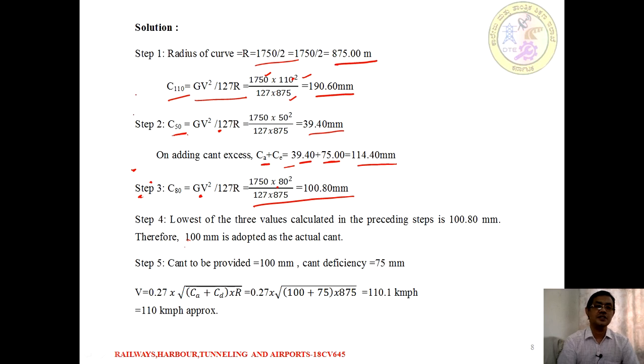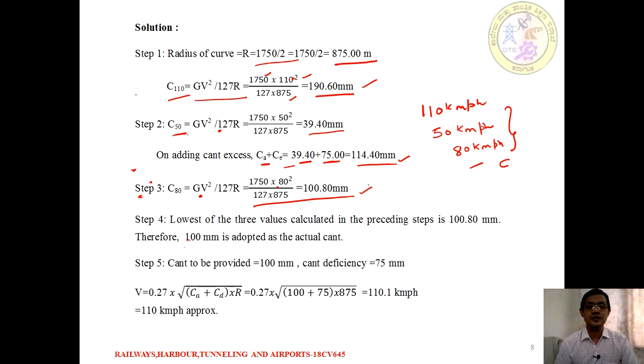So one is with respect to the design speed of 110 kilometers per hour. Another numerical value we are obtaining is for 50 kilometers per hour. Then, according to the restriction speed, it is going to be 80 kilometers per hour. Among these three, which one is going to be the least value? That cant is going to be concerned. In this case, the first value is 190.6, another is 114, and the last one is 100.8. So we are going to be concerned with the least value.